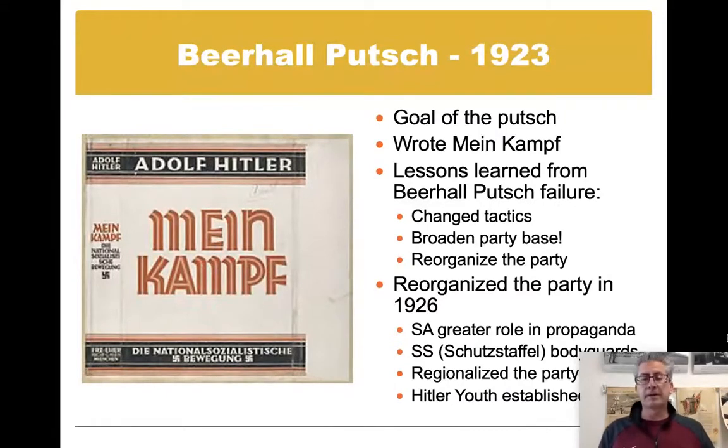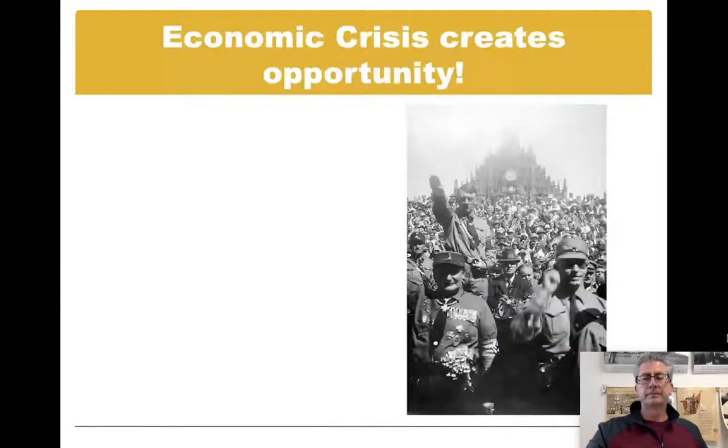Part of that reorganization of the party is to expand the role of the SA and have a greater role in propaganda, form an elite bodyguard known as the SS, regionalize the party so it has a presence throughout Germany, and then establish the Hitler Youth, a youth organization that is going to become critical in the Germany that Hitler wants to create. Right now, the Hitler Youth is only associated with the party, and it's not mandatory to be part of it.